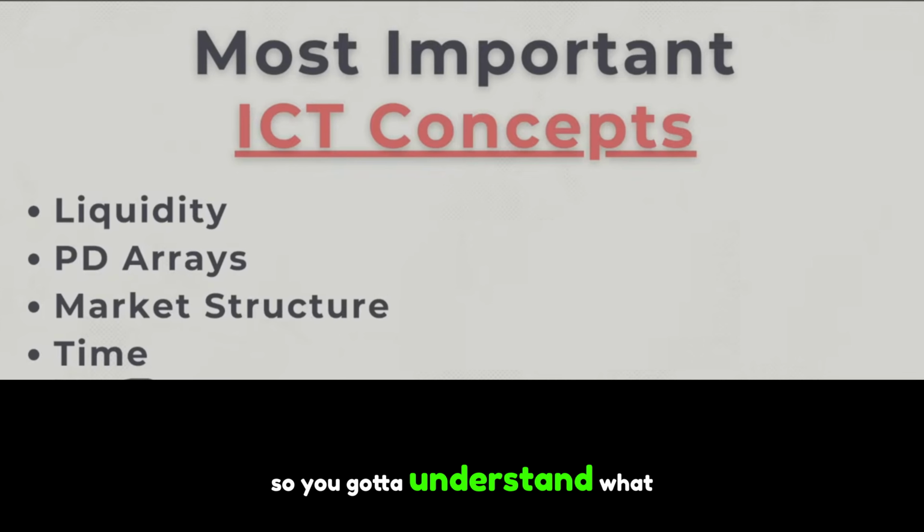And also time. You've got to understand at what time the manipulation mostly happens. We can actually use the quarterly theory in this as a confluence. You need to understand what kill zones are. You need to understand the weekly profiles, the daily profiles, all of those things.